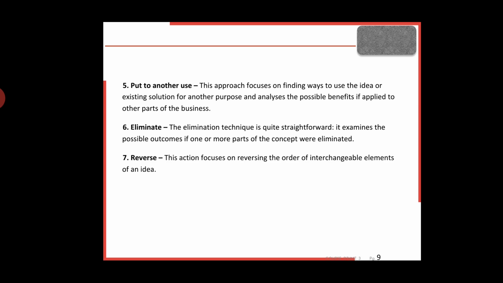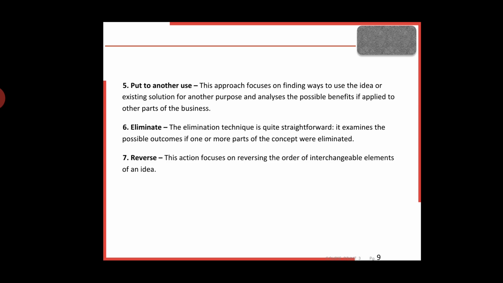What is the purpose of this one? This approach, put to another use, focuses on finding ways to use ideas, making an existing solution useful for another purpose, and analyzing the possible benefits of that particular product if applied to other parts of the business. This is the concept of put to another use.